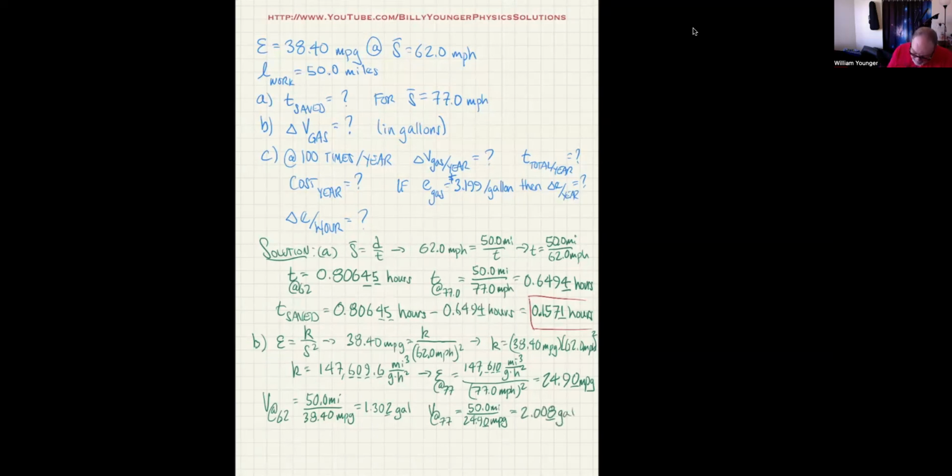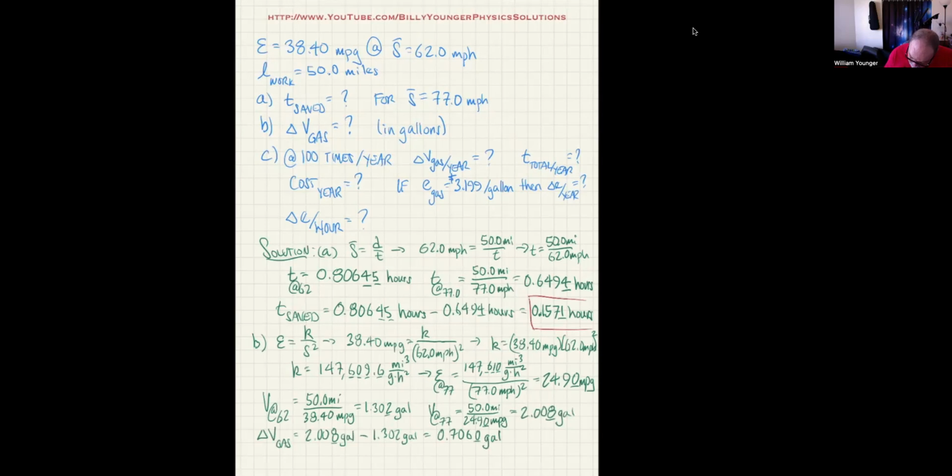So it turns out my delta V, which is what I was looking for, delta V gas, is actually equal to 2.008 gallons minus 1.302 gallons. And that gives me 0.7060, with one extra sig fig, gallons.